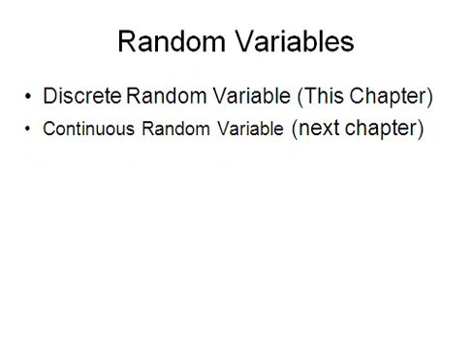Now, probability distributions can be for discrete random variables, and that's what we're going to see in this chapter, or they can be for continuous random variables, and we're going to see examples of that next chapter.